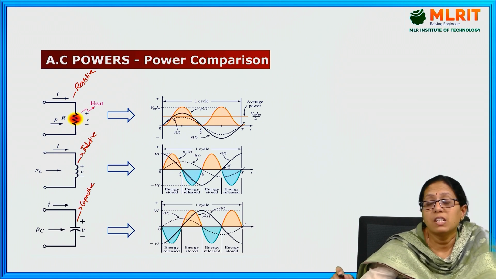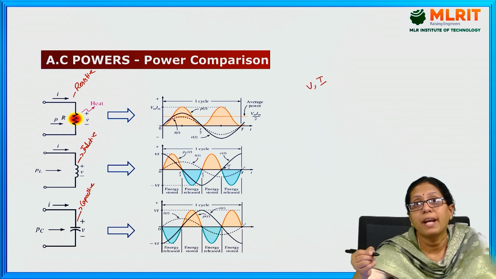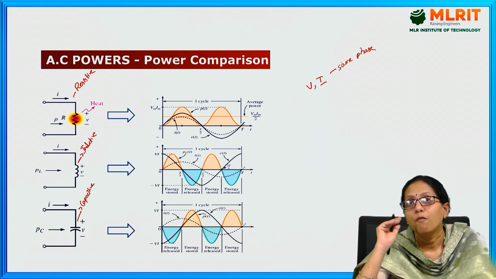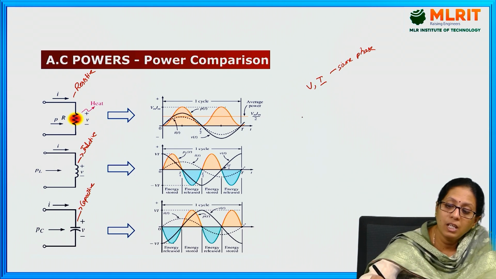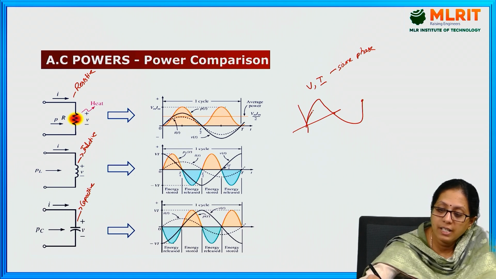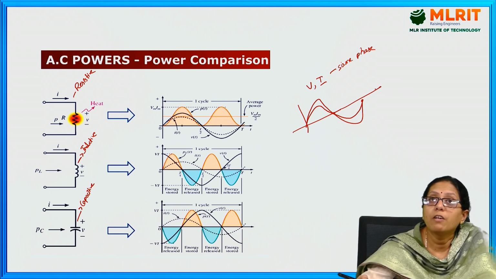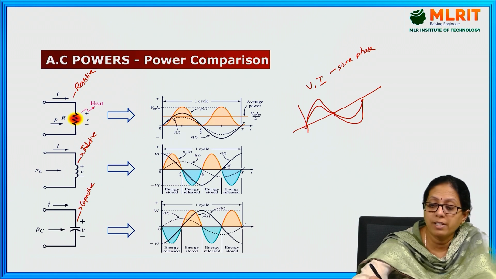In a resistive load, the voltage and current are in the same phase. That means there is no phase difference between voltage and current. In this picture, this is your voltage and the current is also the same. The current waveform is similar to the voltage waveform. That means the cutoff points are the same.